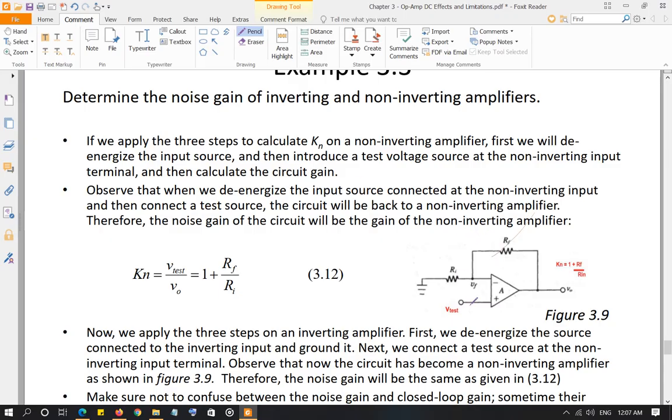So this is your non-inverting amplifier, right? For the non-inverting amplifier, you had V input. First we're going to take V input out, we're going to ground it. De-energize them, and then we're going to introduce a test voltage source at the non-inverting input. That means basically now we'll remove the ground again and introduce a test input source. So the circuit is not going to change. It will still be the same non-inverting circuit.